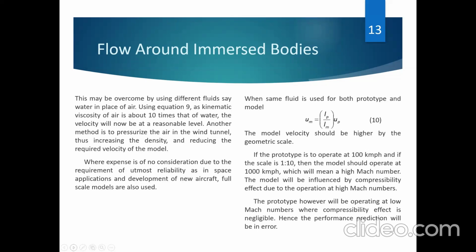So, this may be overcome by using different fluids, say water in place of air, using equation 9, as the kinematic viscosity of air is about 10 times that of water. The velocity will now be at a reasonable level. Another method is to pressurize the air in the wind tunnel, thus increasing the density and reducing the required velocity of the model. Where expense is of no consideration, due to the requirement of utmost reliability as in space application and development of new aircraft, full-scale models are also used.